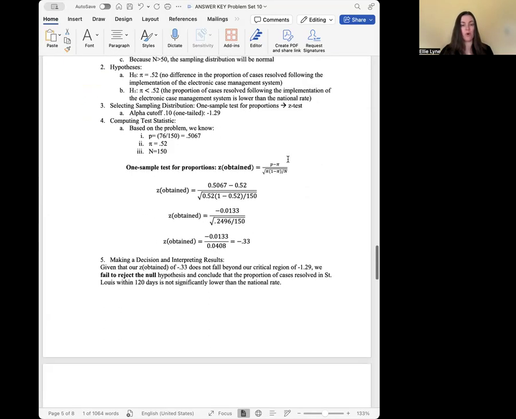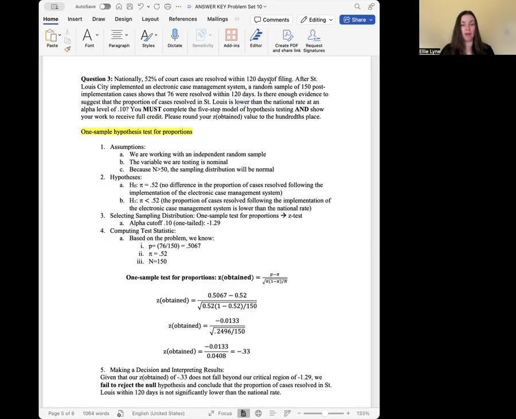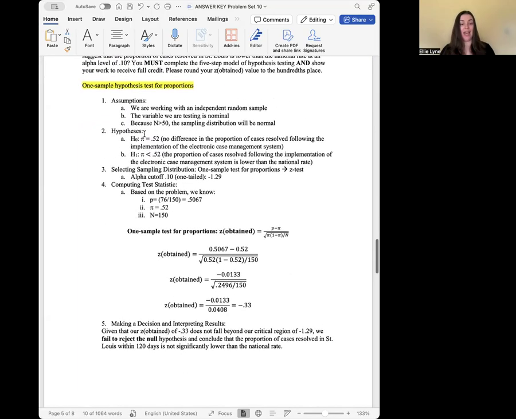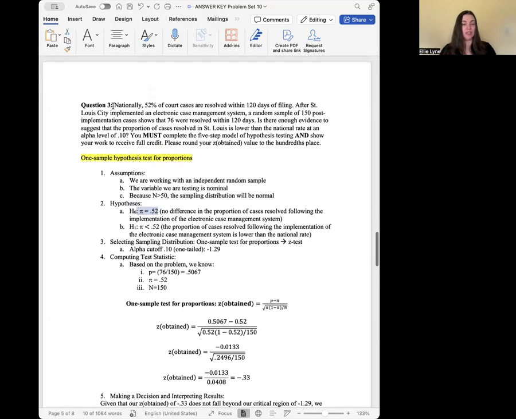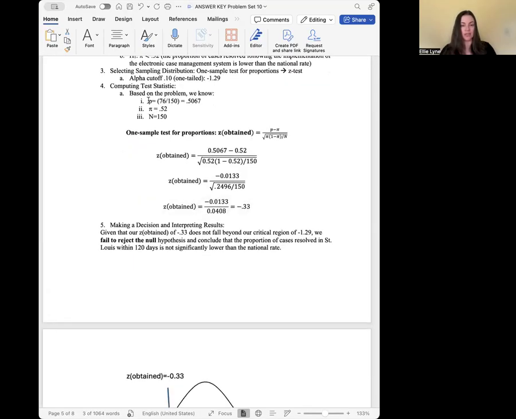Okay, step 4, computing our test statistic. Here I have my base formula for a one sample test for proportions in order to get our z obtained value. I only need three values here in order to conduct this problem. The first, here we are with p again, but again, it's because it is our sample proportion, okay? Our sample proportion comes from our random sample of 150 post-implementation cases, and it was 76, right? But again, our hypotheses is coming from 52% nationally. So again, population proportion, now we're working with a sample statistic. So that's why we have p.